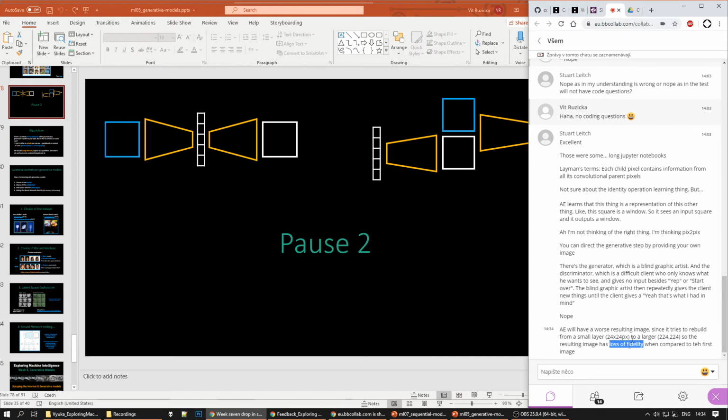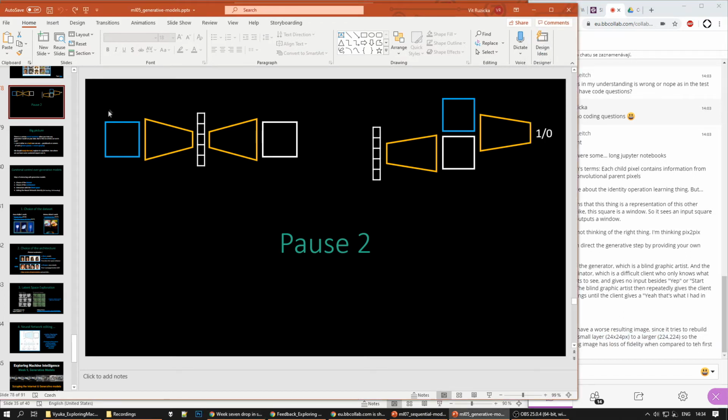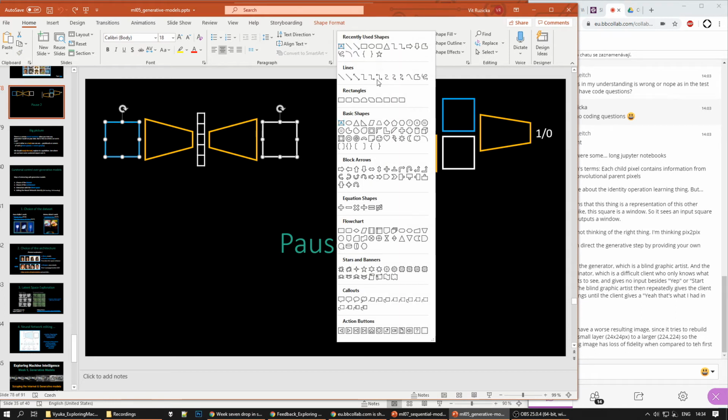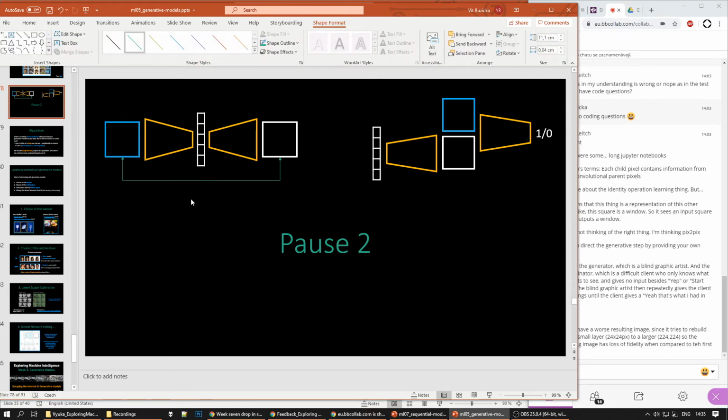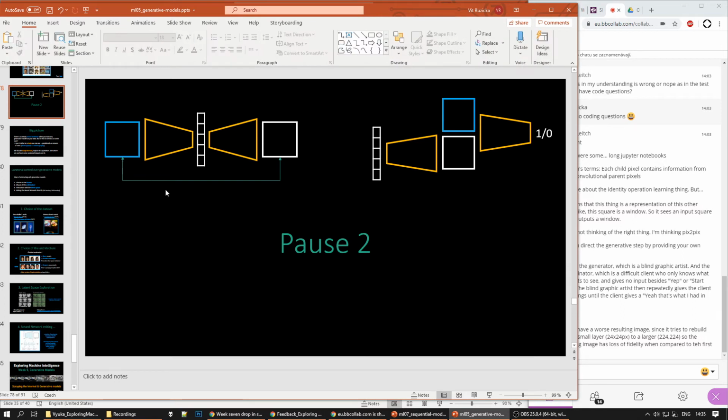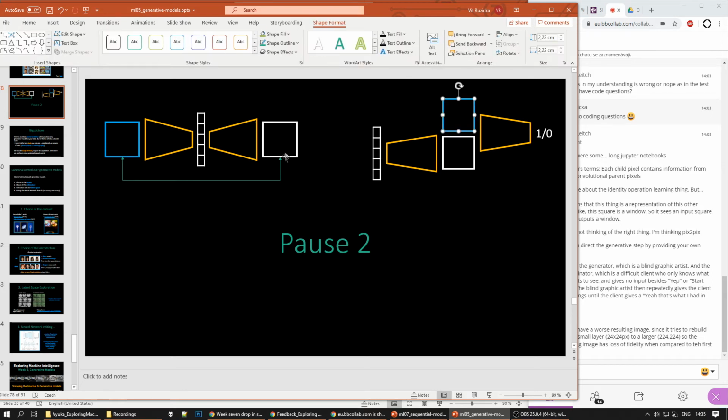So, loss of fidelity. Yeah. Basically, it's said here as well. One difference between these two models is that this one is comparing these two images with a loss function, and this loss function is some squared error metric. Whereas this one is not really comparing in the domain of images. It's comparing some weird stuff which is somewhere in the generator and the discriminator.